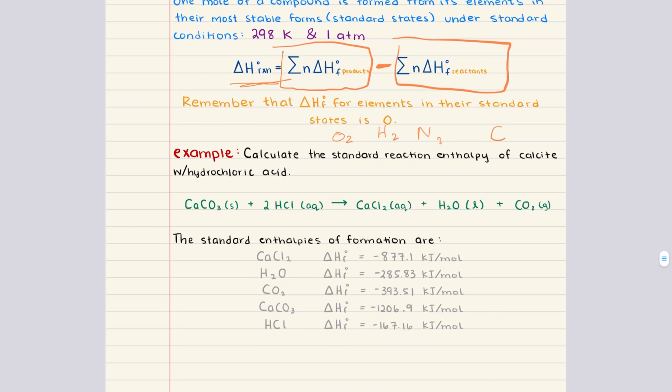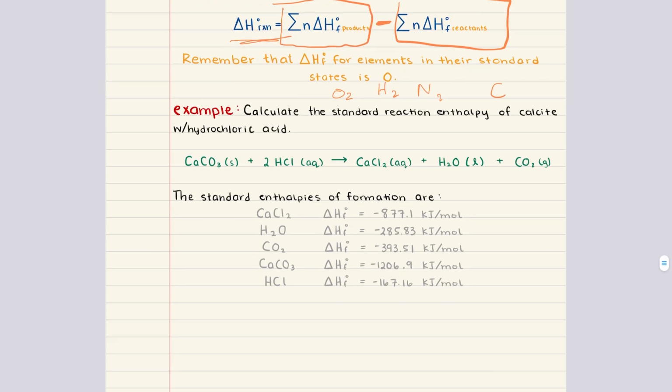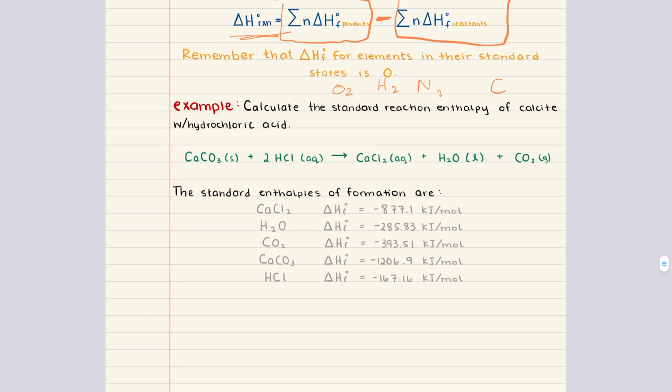This problem asks us to calculate the standard enthalpy change for the following reaction between calcium carbonate and hydrochloric acid. We're given the standard enthalpies of formation for each compound involved. And we're going to use our equation to solve this. The first part is we're going to figure out what this term is. So that means we need to calculate the total enthalpy of the products. So we'll focus on the products.